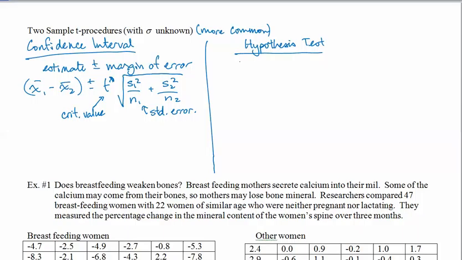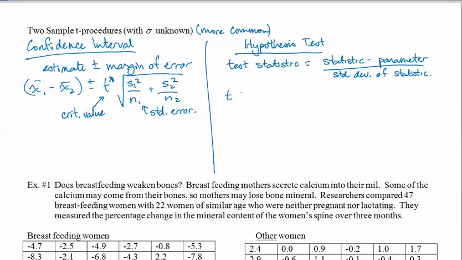For the hypothesis test, we are looking at the test statistic, which is now going to be the statistic minus the parameter divided by the standard deviation of the statistic. So we'll be using the standard error, of course.